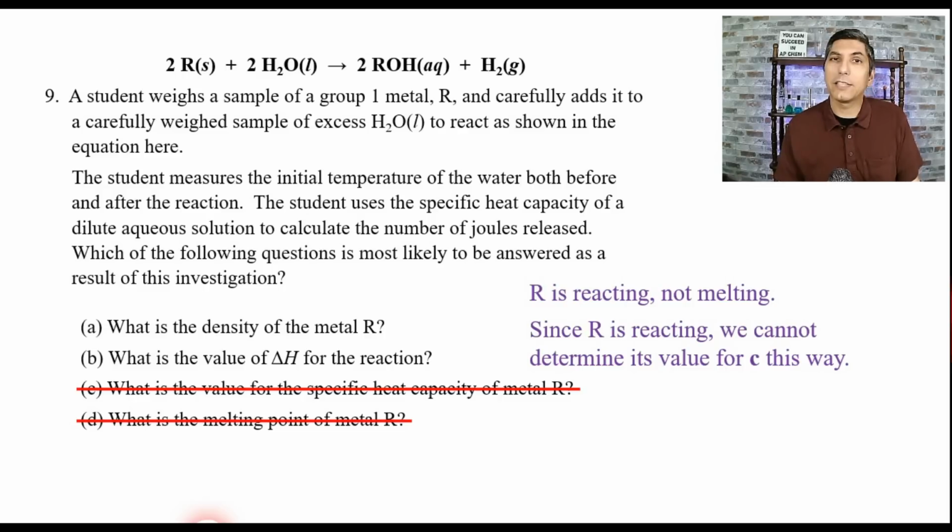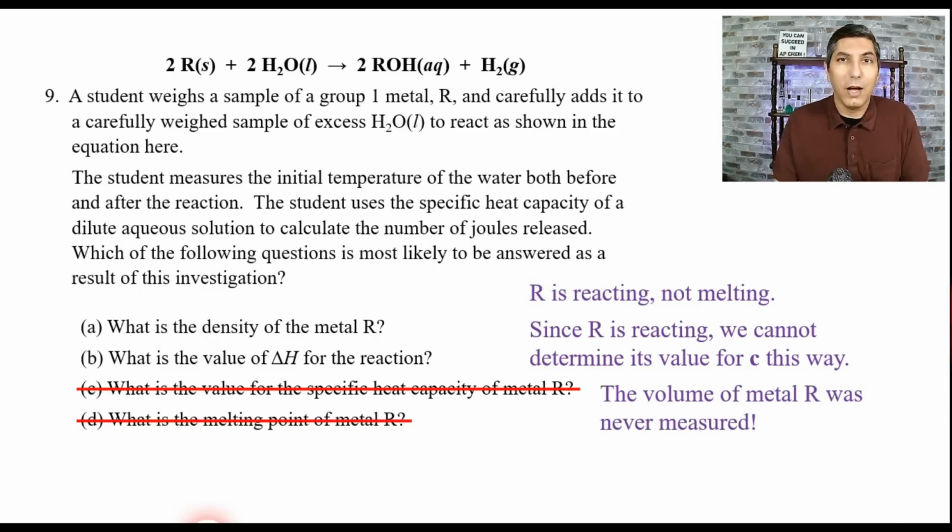Now, choice A asks about the density. Well, we know that to calculate the density of a material, we have to take the mass divided by its volume. Now, even though we did find the mass of the metal, the problem never said that we actually found the volume of the metal. So we can't really determine the density of the metal either. So choice A can be eliminated also. So that's why the answer is choice B. And if we look at the information that we have here, the value of delta H would be fairly simple to calculate using the information that we have in the question.